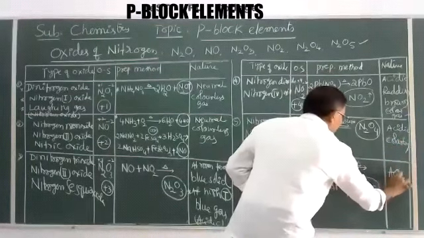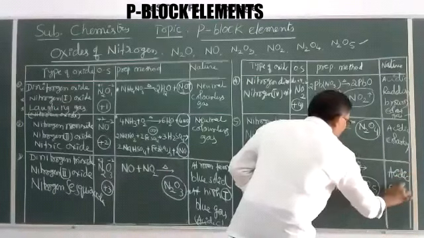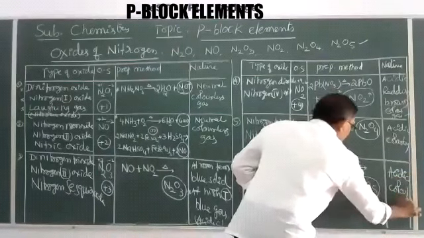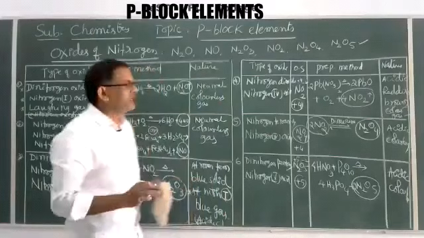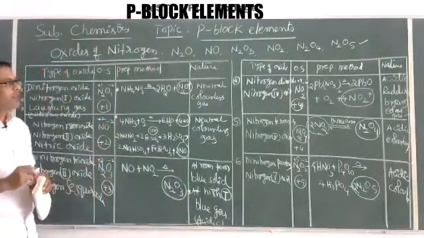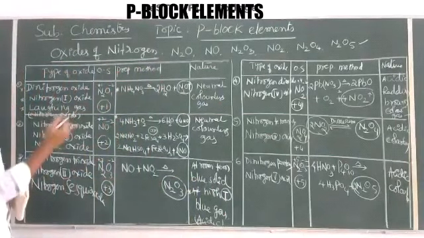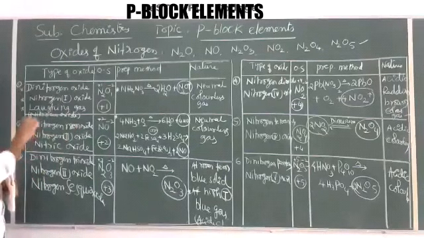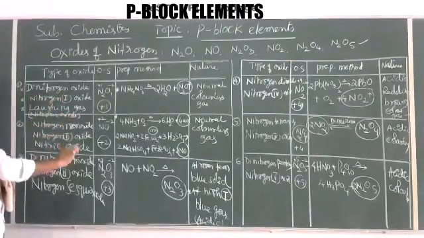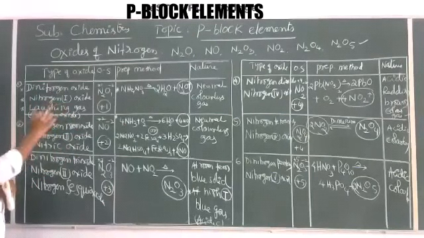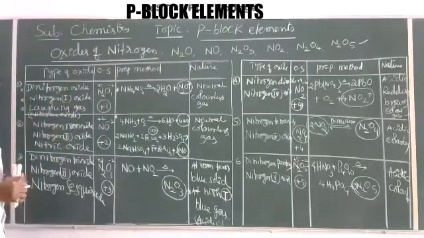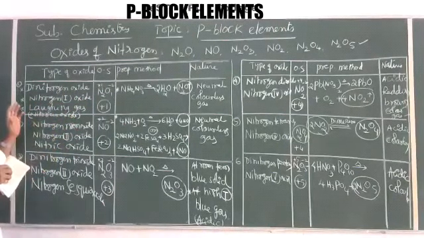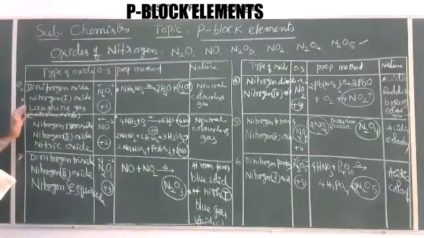It is also acidic in nature, colorless. This is a very, very important table for PU theory as well as objective questions. Oxidation state of particular oxides, preparation method and its nature, very, very important. Just 2 minutes, observe it and note down this table. And in our NCERT textbook also, all these oxidation states and preparation methods are given.